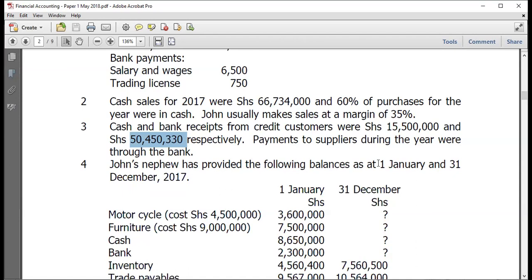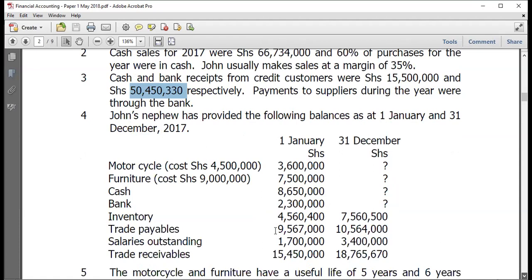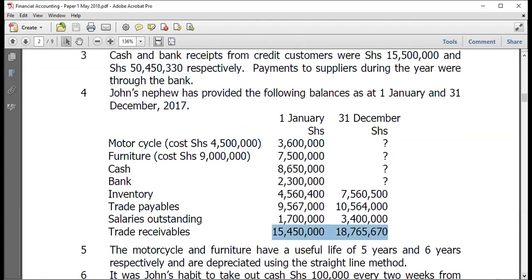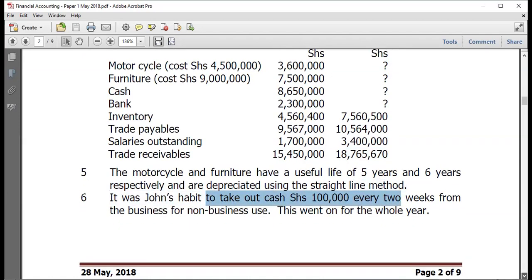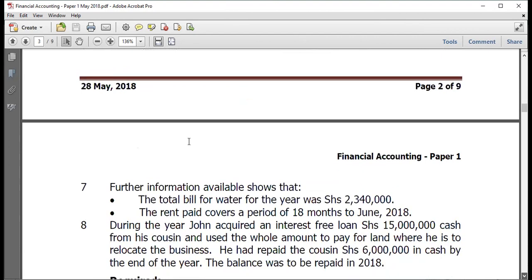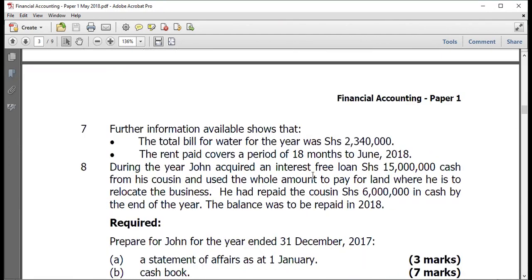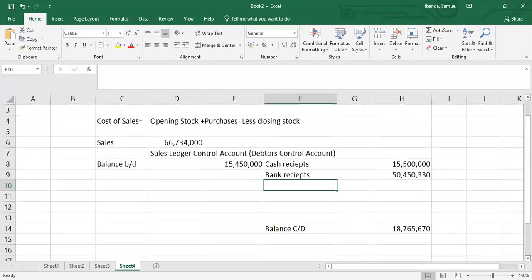John's nephew provided the following. These I've already captured. I already captured the receivables balances accordingly. This is about the motorcycle, John's happy to take an amount of money that does not affect my debtors at all. Bills and the loan and what, all this does not affect my debtors, okay? So since I've gotten all that affects my debtors control account, then my control account needs to balance. My control account needs to balance.